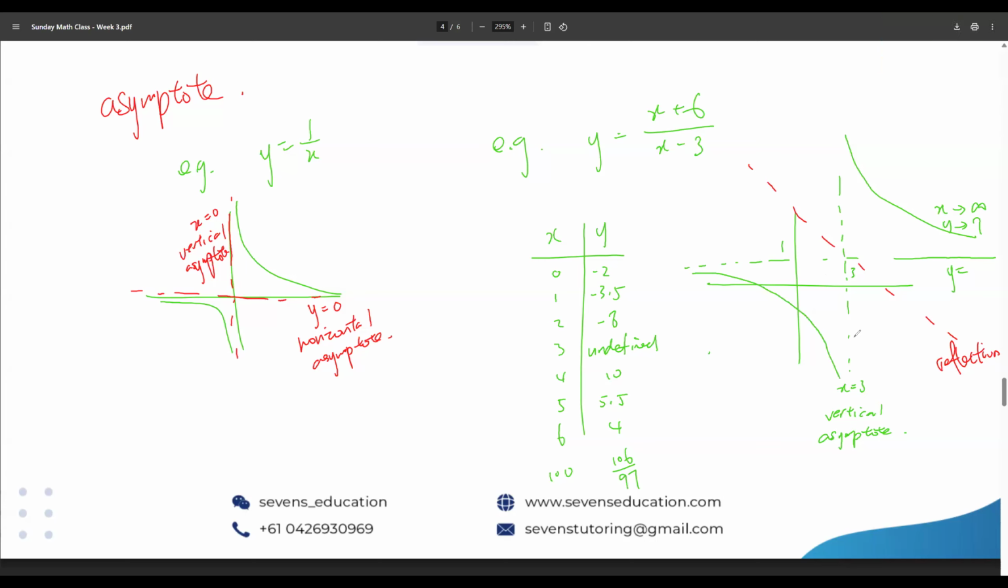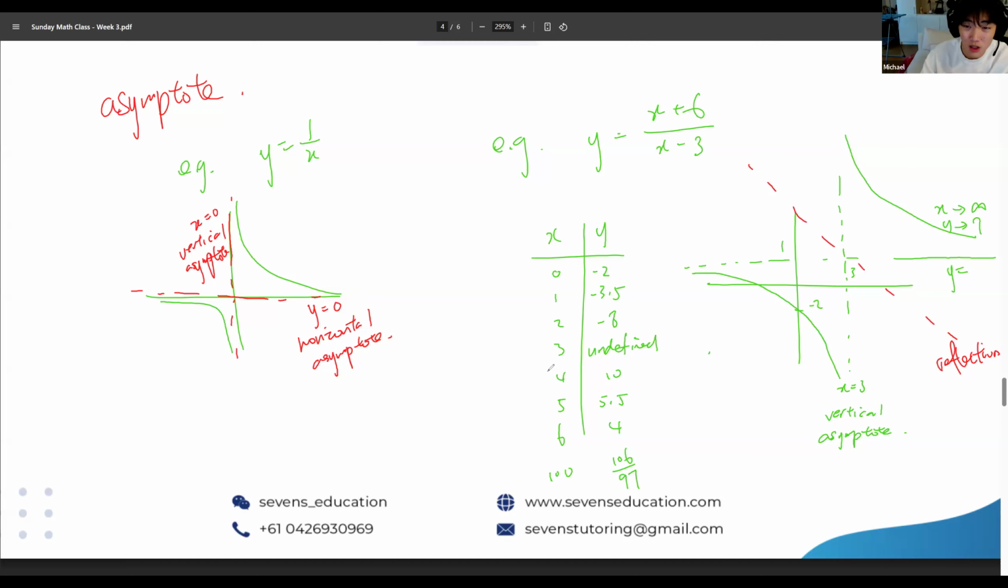Can you explain how x equals 3 is the vertical asymptote? Oh, simply because when x equals 3, your y is undefined. That means there's no value whatsoever when x equals 3. That means, boom, the whole line is blocked out. Okay.